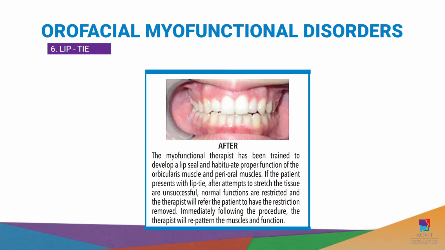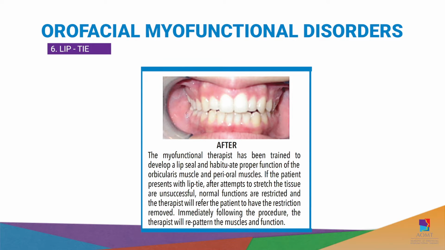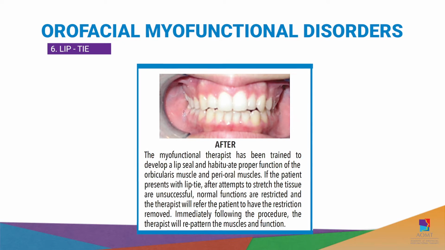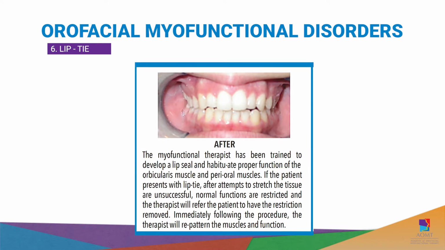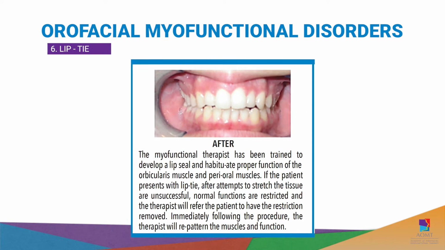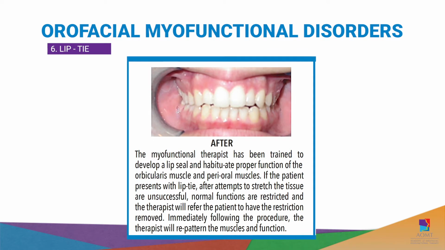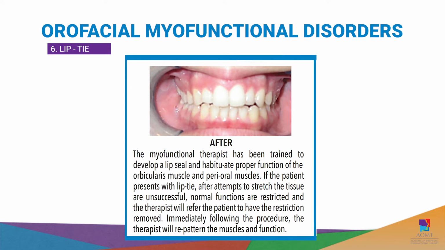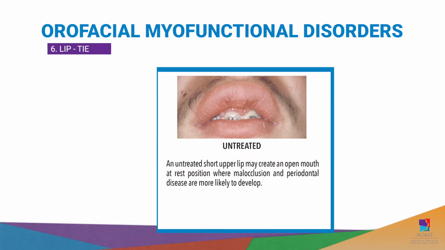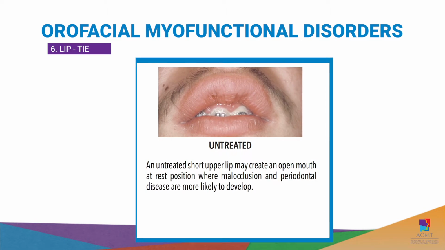The myofunctional therapist has been trained to develop a lip seal and habituate proper function of the orbicularis oris muscle and perioral muscles. If the patient presents with a lip tie after attempts to stretch the tissues are unsuccessful, normal functions are restricted and the therapist will refer the patient to have the restriction removed. Following the procedure, the therapist will repattern the muscles and functions. Untreated, a short upper lip may create an open mouth at rest position where malocclusion and periodontal disease are more likely to develop.